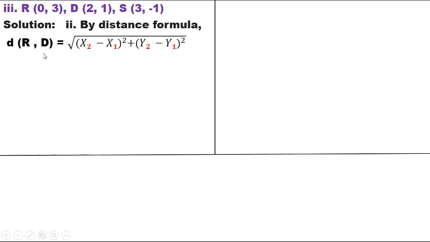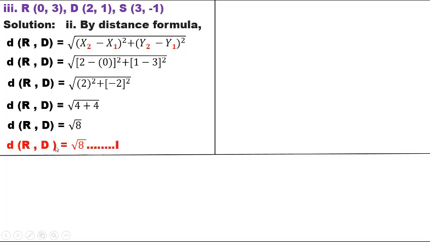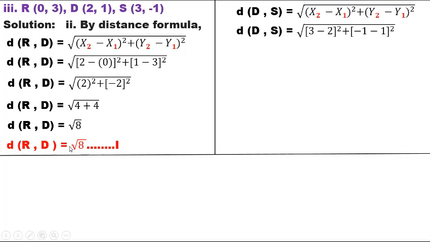R, D and S. By the same method, we calculate the distance between the R and D, assuming that the coordinate of the R is x1, y1 and the coordinate of the D is x2, y2. So, by putting the value in the distance formula, we get the distance between the R and D is equal to under root of 2 square plus minus 2 square, which is under root of 4 plus 4. Distance between the R and D is equal to under root of 8. This is called the first equation.